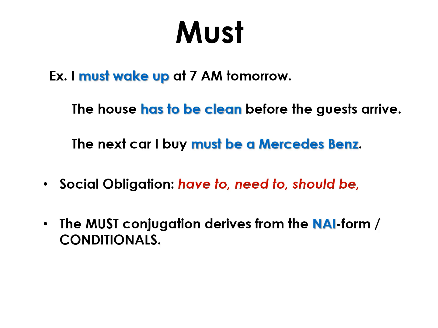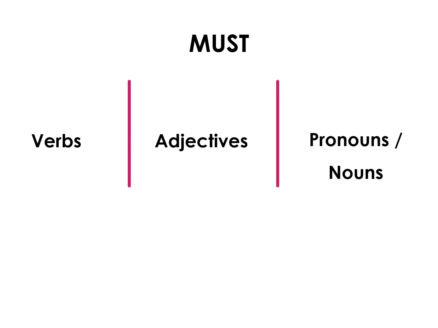The must conjugation derives from the nai form, from which you make conditionals. And there are at least 10 ways to express the must conjugation. The must conjugation can be expressed using verbs, adjectives, nouns, and pronouns.